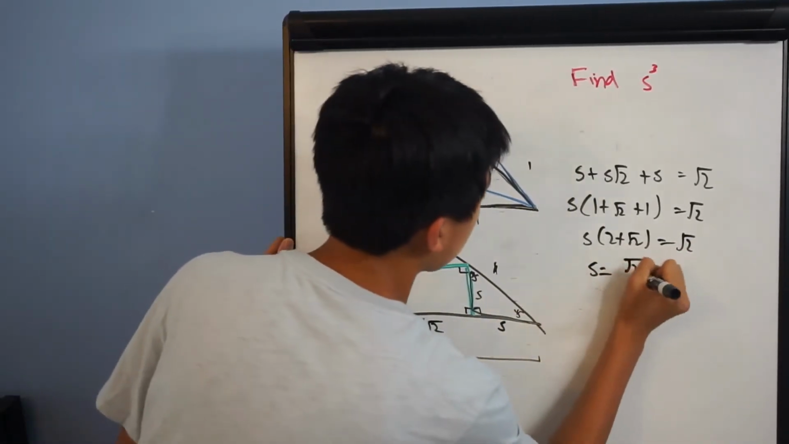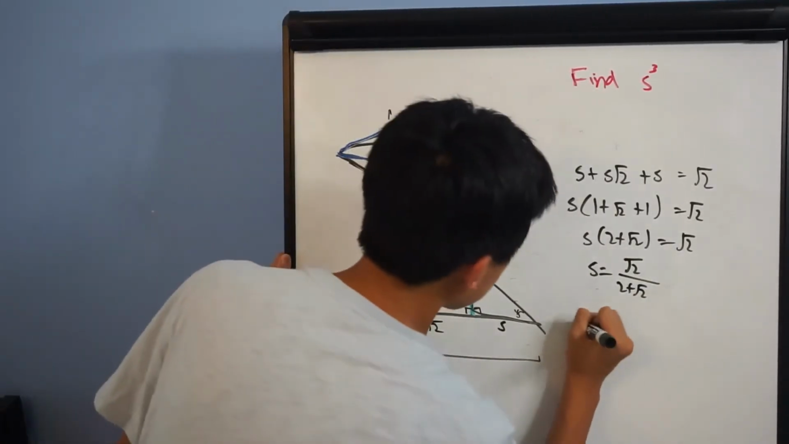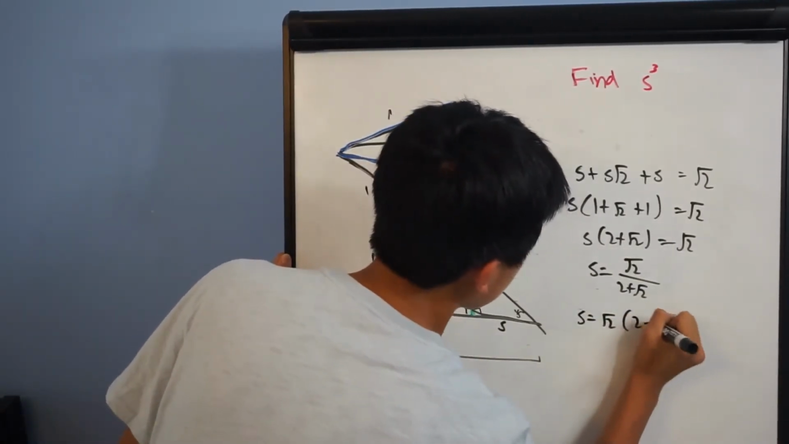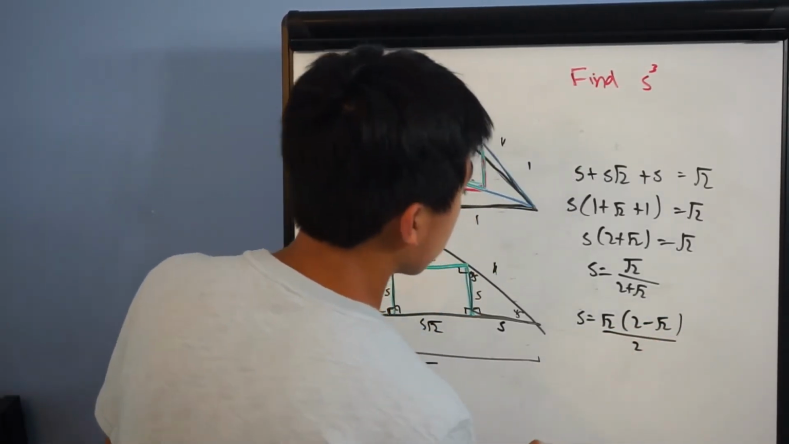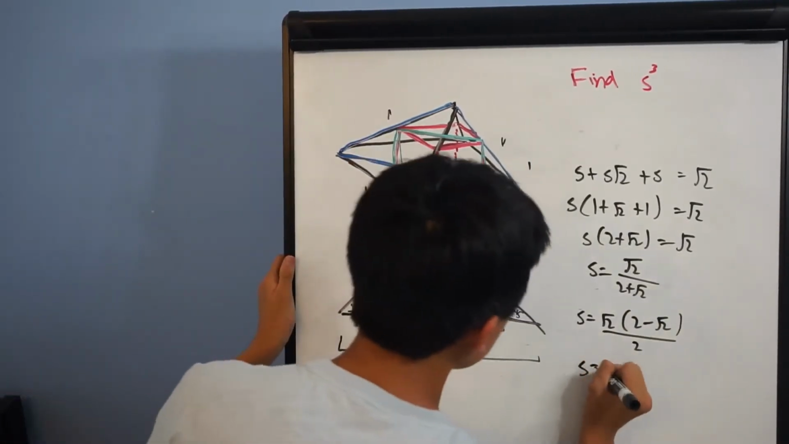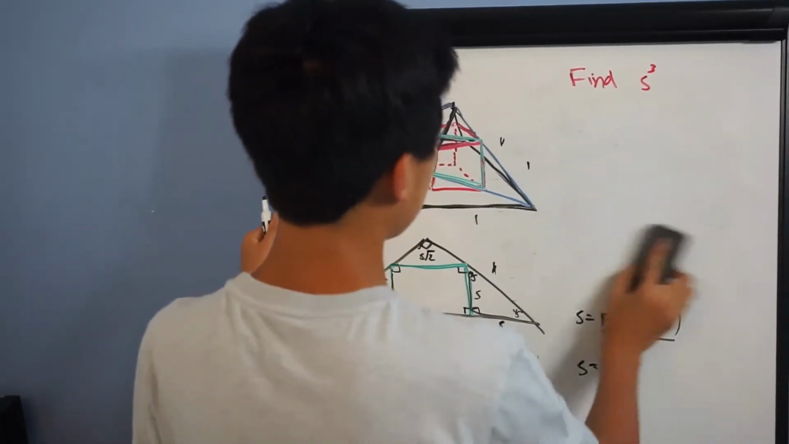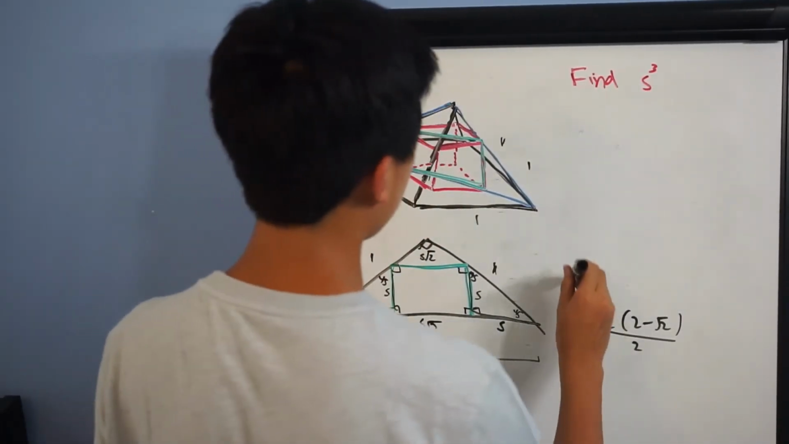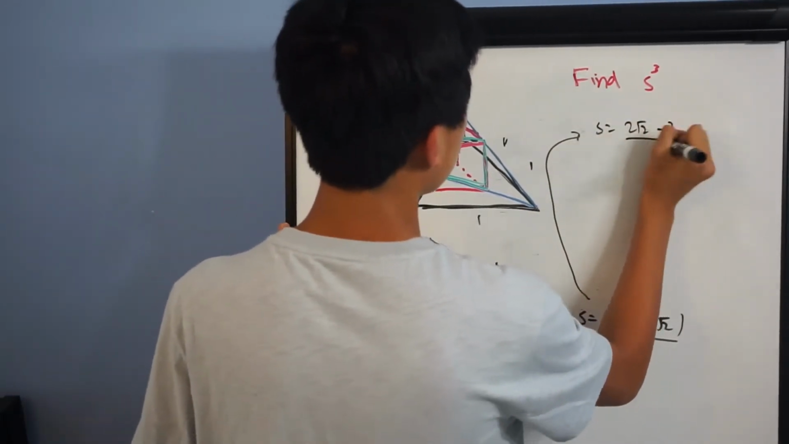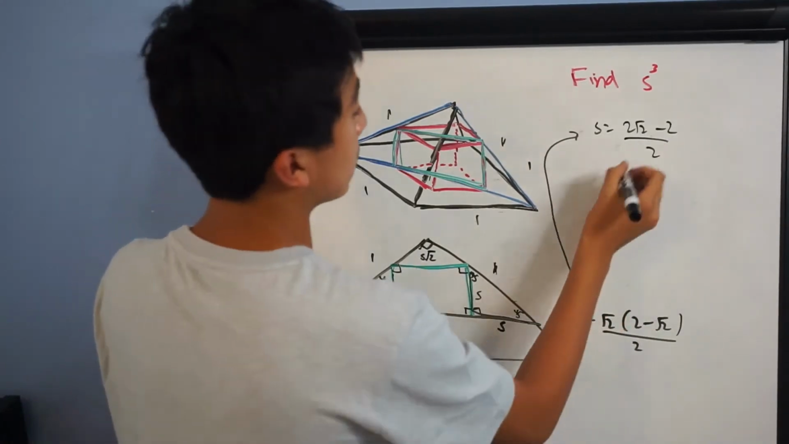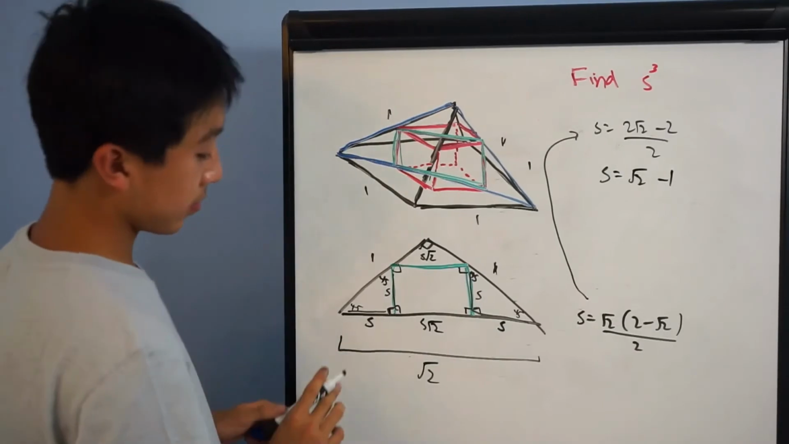S equals root 2 over 2 plus root 2. Rationalizing this denominator gives us S equals root 2 times 2 minus root 2 over 2. Actually, let's make some more space, so let's erase all of this, we don't need that anymore. And we'll draw an arrow. S equals 2 root 2 minus 2 over 2. We distributed the root 2. And dividing by 2, we finally have that S equals root 2 minus 1.